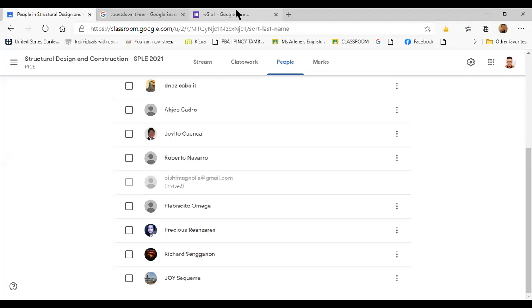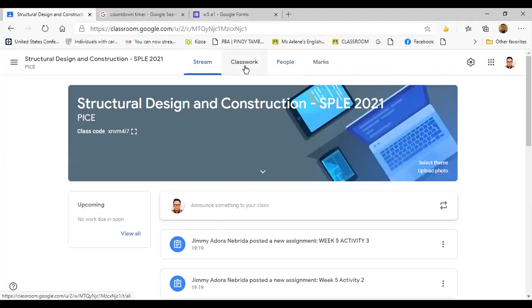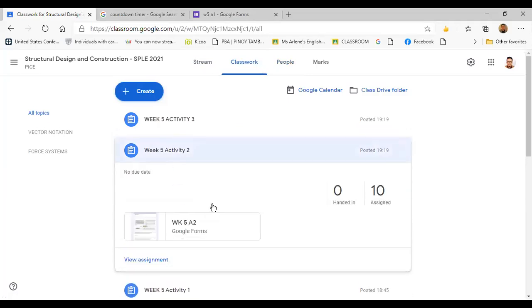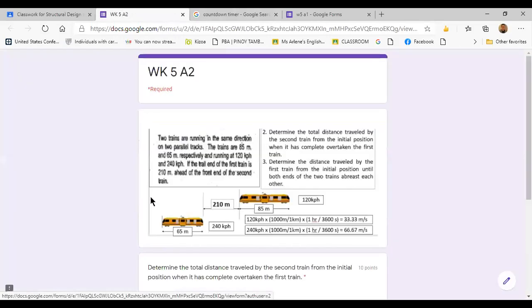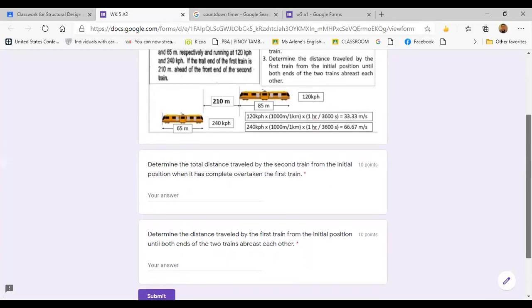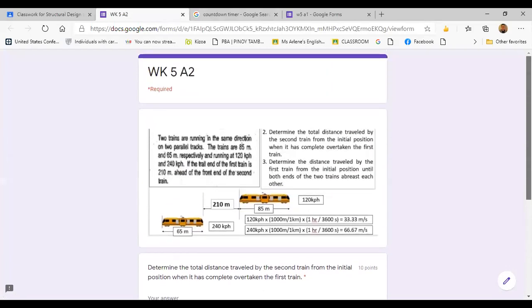As you can see here, week 5 activity 2. Okay, the figure is complete there. So what you just need to do is calculate these two questions.